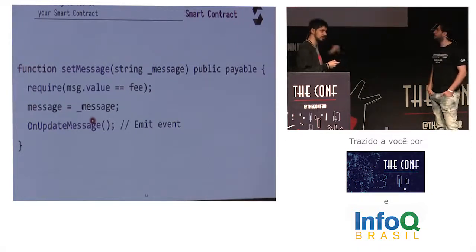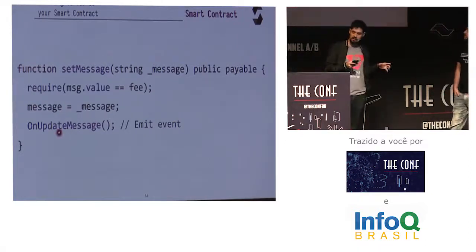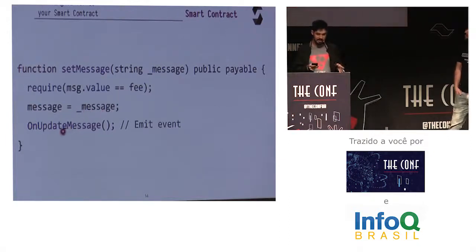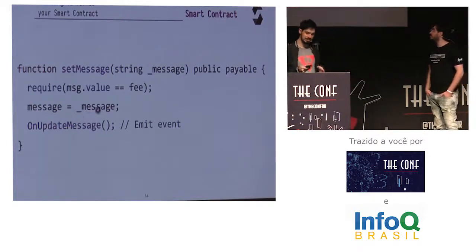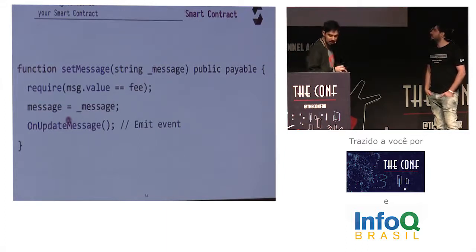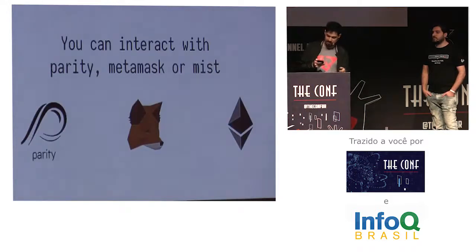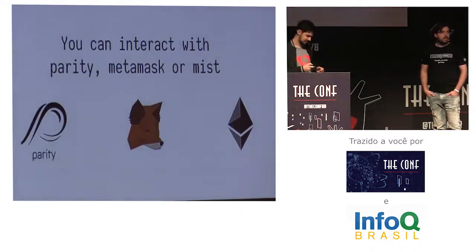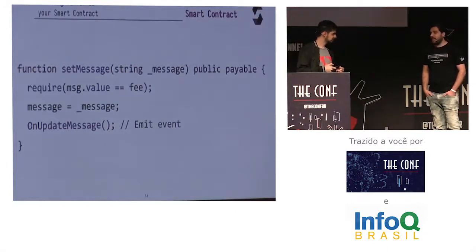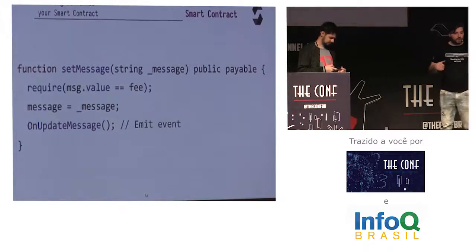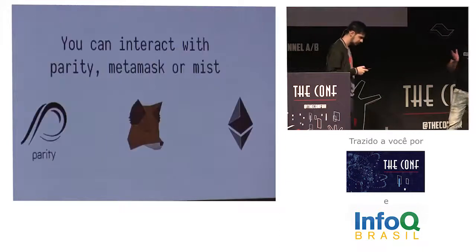We will send the links to you later on. If everything works fine, we can then set the message with the value that we received on the parameter, and we emit an event that will show people that this message was actually set. Now, if Julien creates the smart contracts, we need three things to interact with smart contracts.